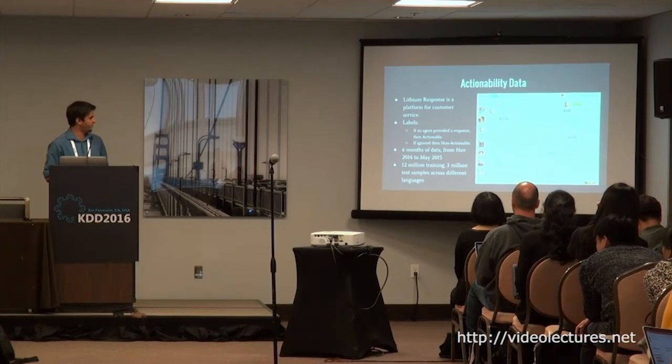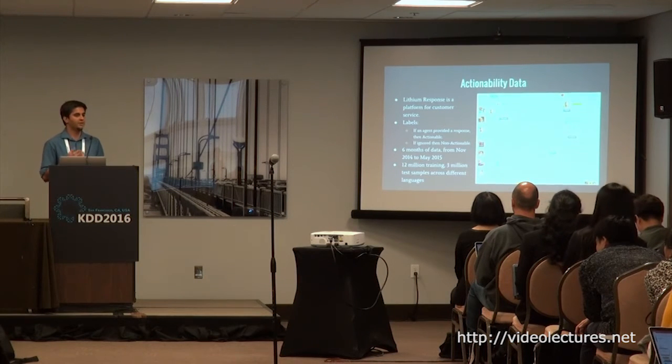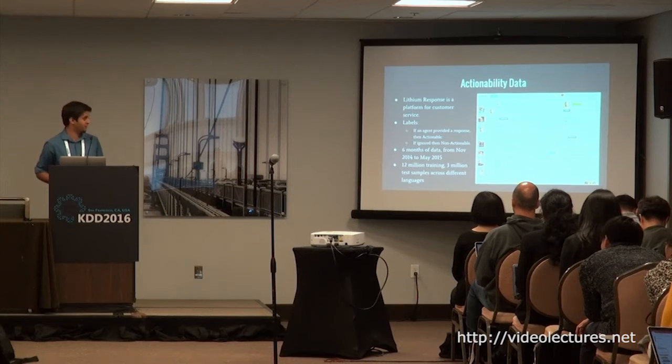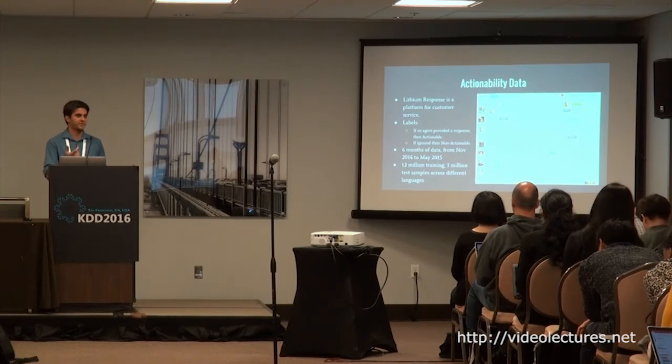So what we did is, over a period of 6 months from November 2014 to May 2015, we looked at all the data that is coming in from this platform. And in this case, this was all before we applied any model to it. So it was essentially unfiltered data that was just based on keyword matching for those particular companies. If an agent provided a response, then we labeled that particular message as actionable.